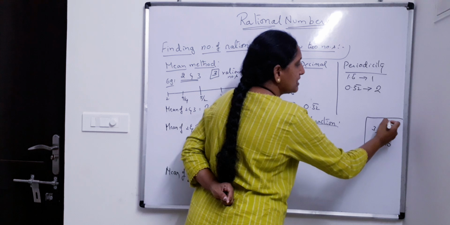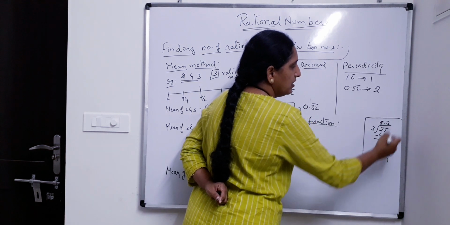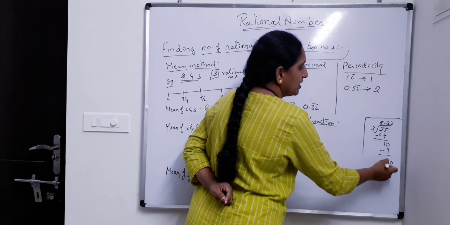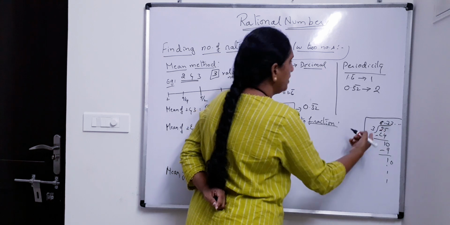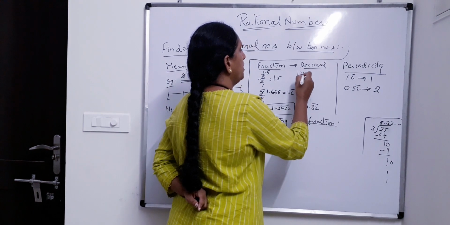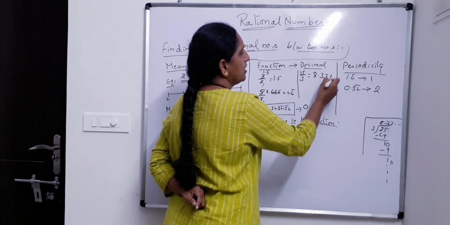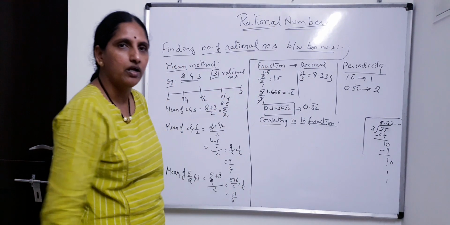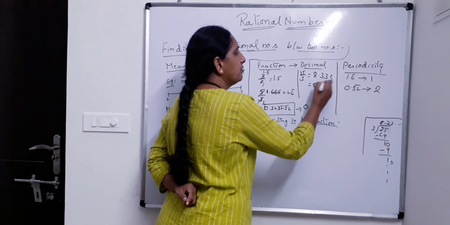So 3 3s are 9. 3 3s are 9. Again 1. Again 3. So like this, this will continue. So what is it that you got? 25 by 3 is equal to 8.3333 and so on. So thus you can write it as 8.3 bar.